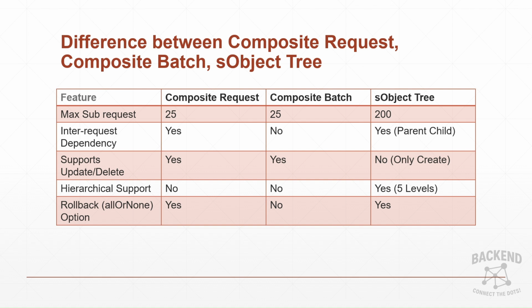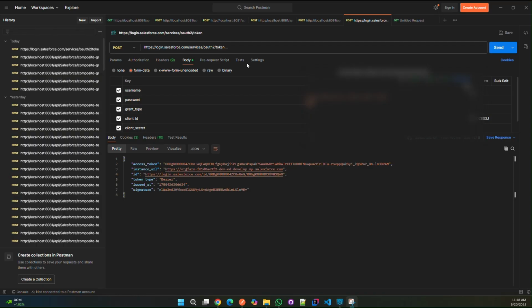This can be done with 5 levels of hierarchy only. It supports only 5 levels, not more than that. The rollback option is also available in the sObject tree. Let's dive into the development part now.